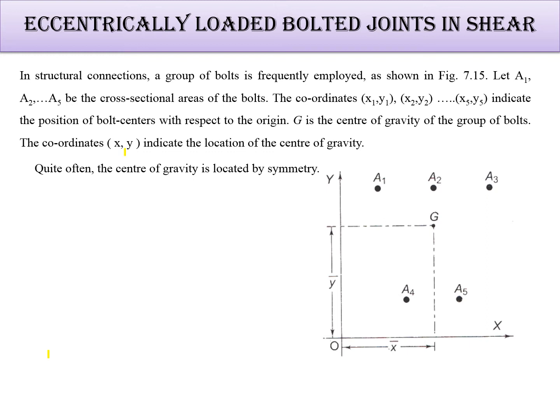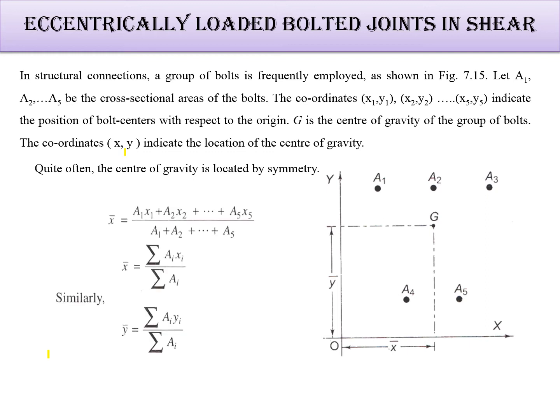It is the cross-section area of a bolt having coordinates x1, y1 and x2, y2 up to x5, y5. Based on this, the center of gravity is located by symmetry. It can be calculated by x bar equals A1 x1 plus A2 x2 up to A5 x5, divided by A1 plus A2 up to A5. So x bar is equal to summation of Ai xi divided by summation of Ai, and y bar is equal to summation of Ai yi divided by summation of Ai. This is how we get the x and y values.